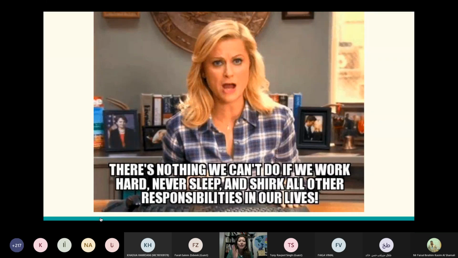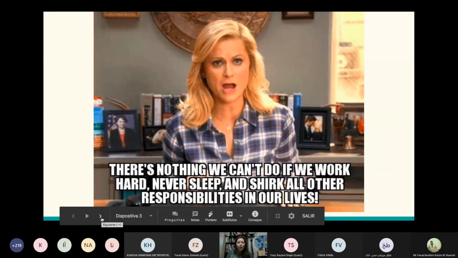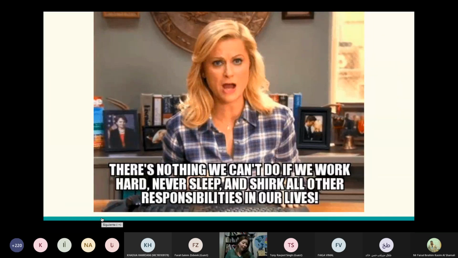And this meme really speaks to me. It says there's nothing we can't do if we work hard, never sleep, and shirk all our responsibilities in our lives. And I'm not sure, but I definitely speak for myself when I say that I have felt that way over the past year. And I've definitely been trying to find ways to take a lot of the onus off of me and also put some of that engagement and partnership on my students. And a project like this and this type of unit has helped to do that, because they've also been able to share their insights.